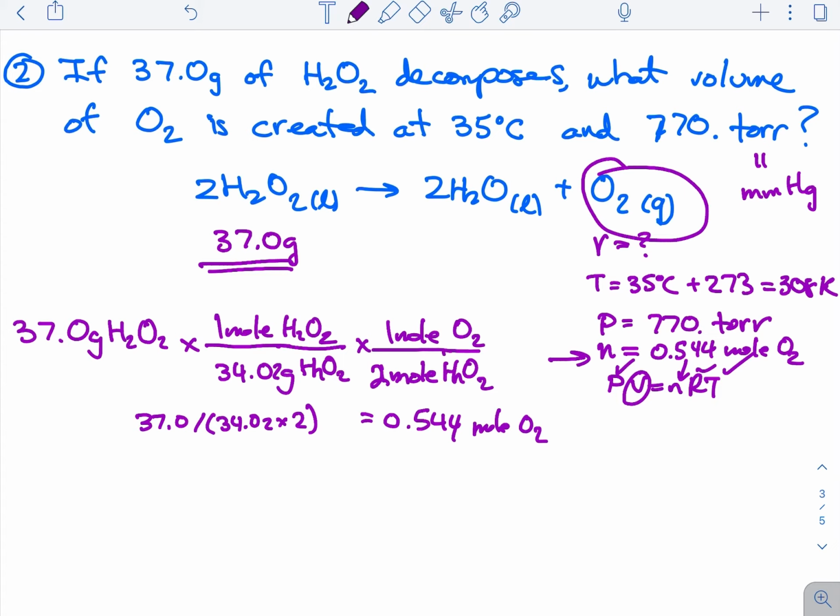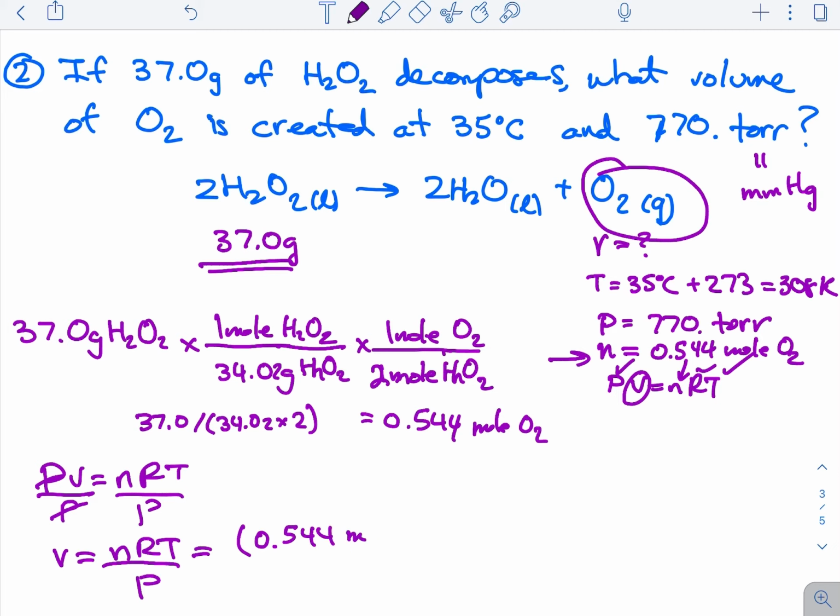Cool. Now we can finally solve for V. So we've got PV equals nRT, and I'm going to solve for V. So V equals nRT over P. And now I just plug in, because we've done all the hard work. Now we just have the equation part. 0.544 moles. We're going to choose the torr value for the gas law constant R, so that's 62.36 torr liters per mole Kelvin.